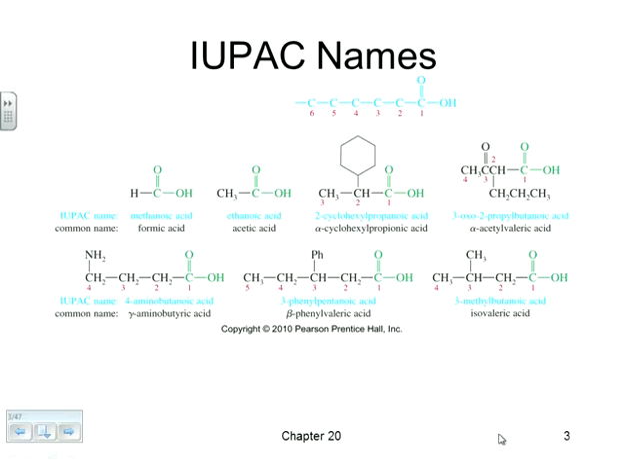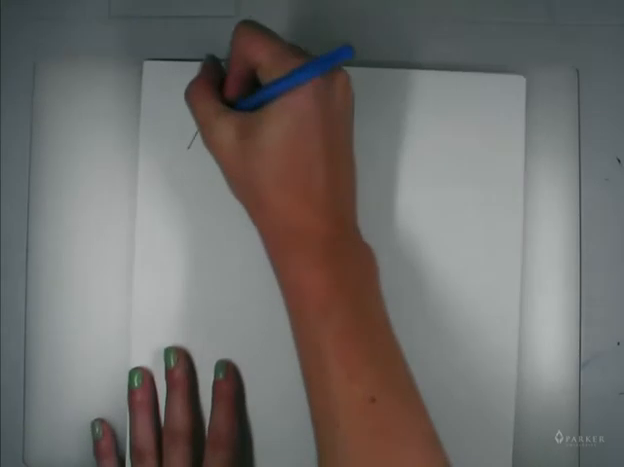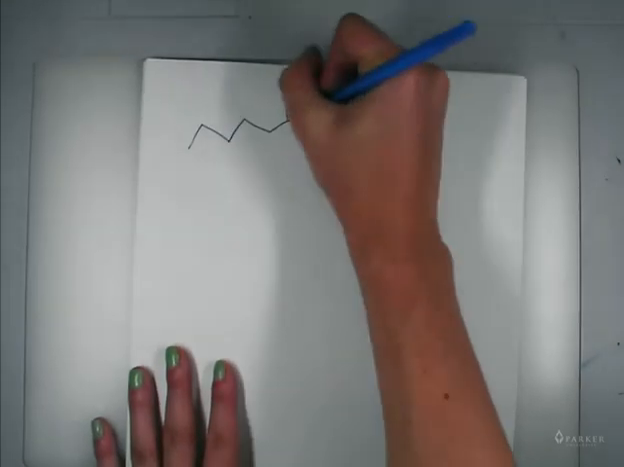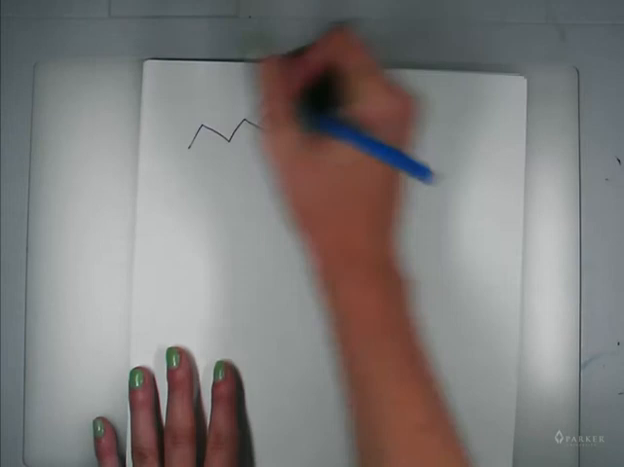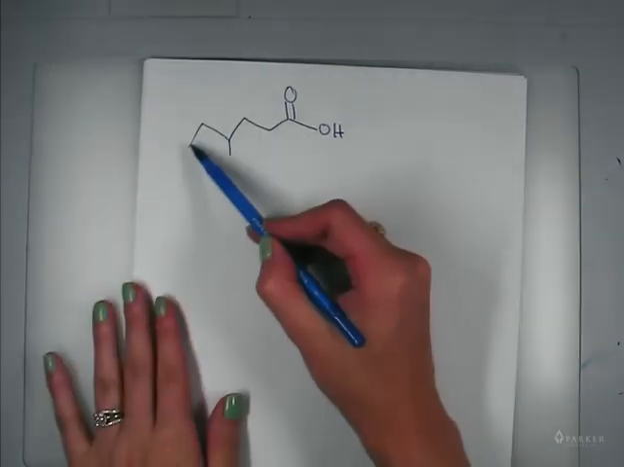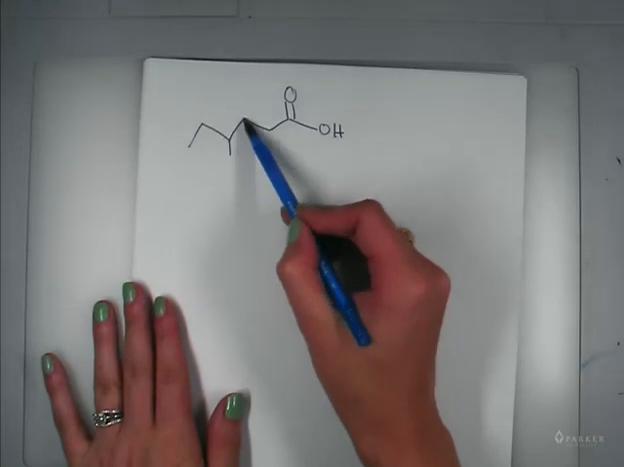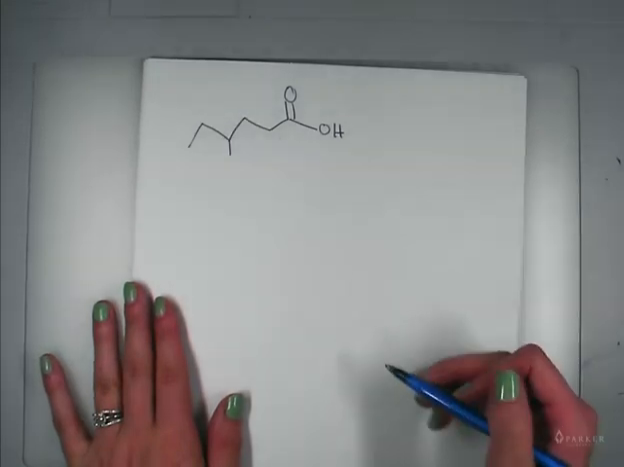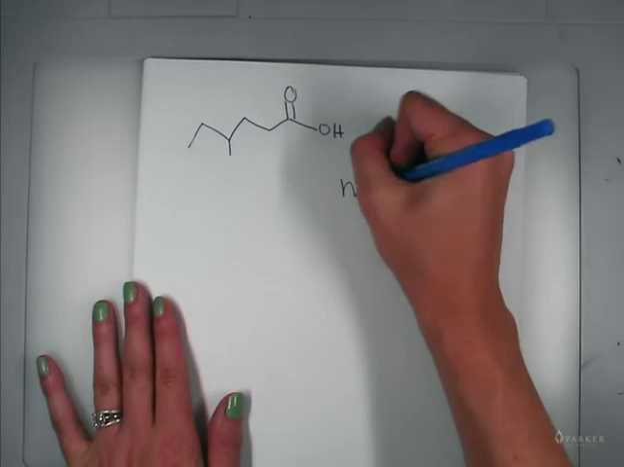Okay, so we learned carboxylic acids. The first thing we did was naming, so let's do a couple of those. How would you name that? So we have 1, 2, 3, 4, 5, 6. Hexanoic.